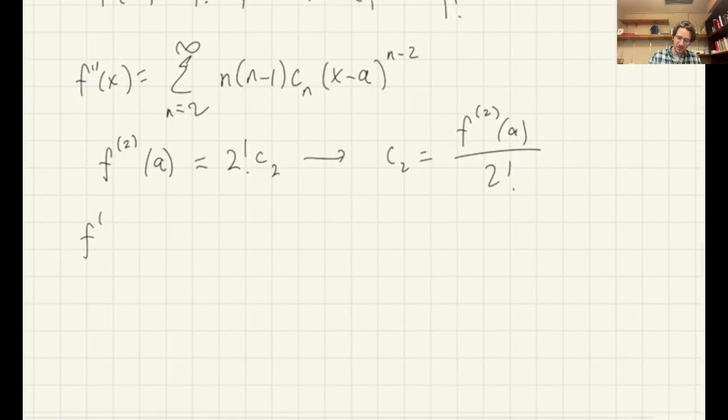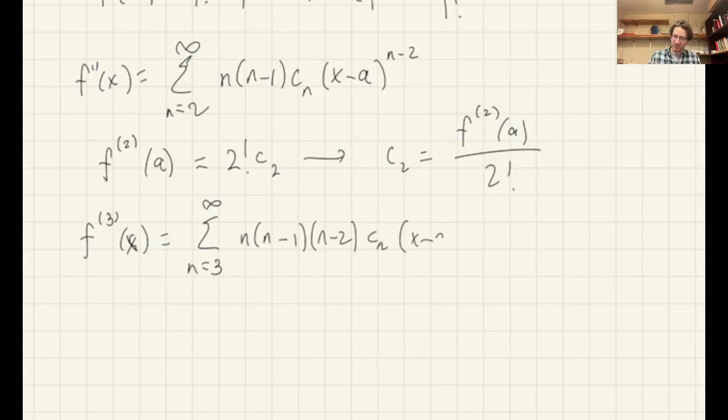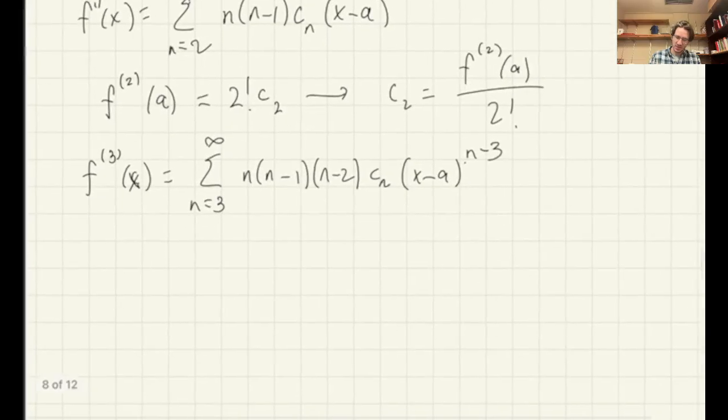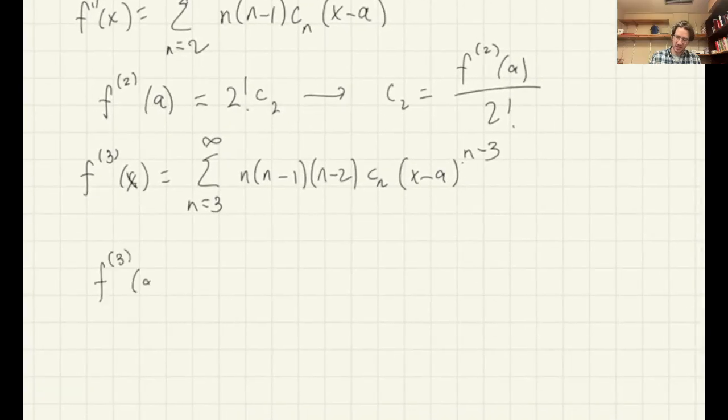Let's do one more. The third derivative of f at x is the sum n equals 3 to infinity of n times n minus 1 times n minus 2 times Cn times x minus a to the n minus 3. So the third derivative of f at a is just the constant term, which happens when n is 3, which is 3 factorial times C3. So C3 is the third derivative of f at a over 3 factorial.